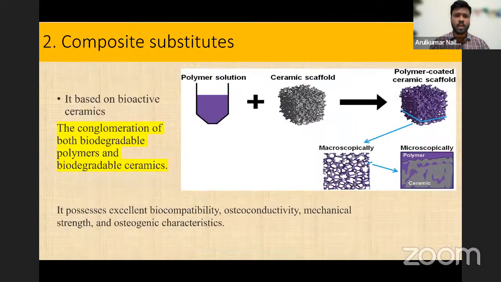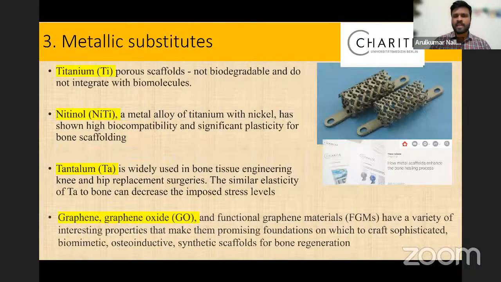The second entity is the composite substitutes. It is nothing but the conglomeration of biodegradable polymers along with the already described biodegradable ceramics. The other substitutes are the metallic substitutes. We should include these in our bone graft substitutes because they facilitate osteoconductivity and osteointegration into this material. When we are dealing with periarticular or intraarticular bone defects, these metallic bone graft substitutes are very important to hold the native bone tissue. Basically, we are using titanium or tantalum.